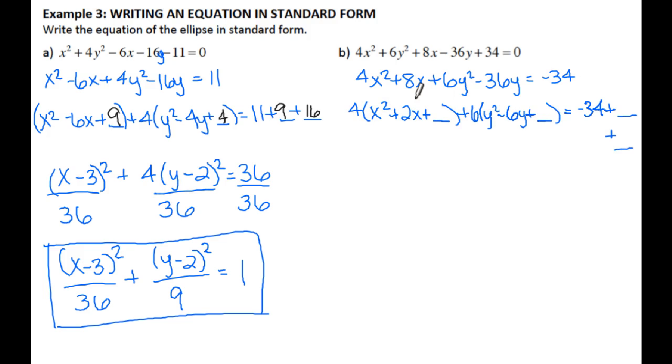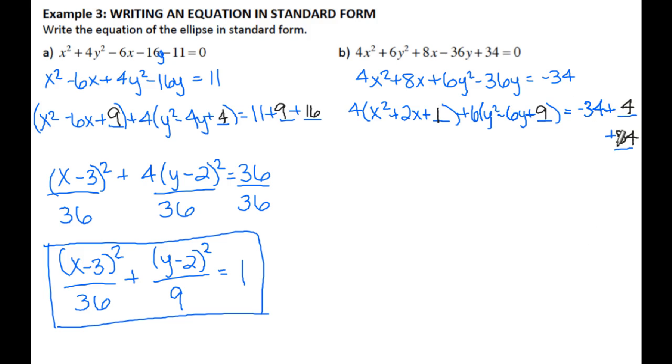For my first blank, I'm taking half of 2 and squaring it, which is 1. Please be careful, do not put a 1 over here. You're taking 1 times 4, which is 4. For this one, I'm going to take half of negative 6 and square it, so that gives me 9. So I have 9 times 6, which is 54.